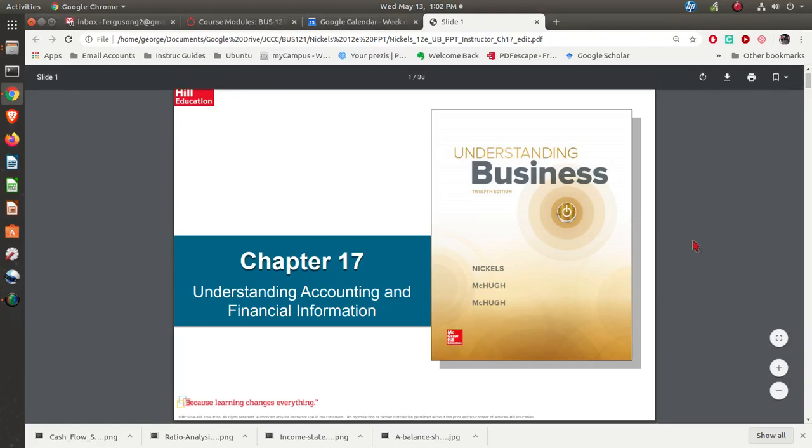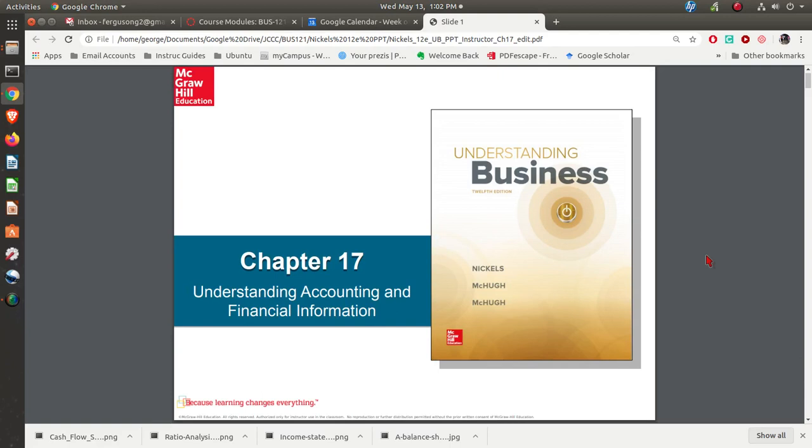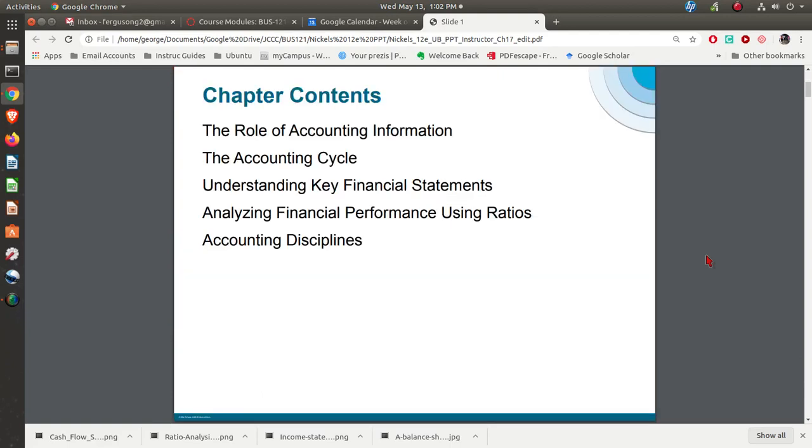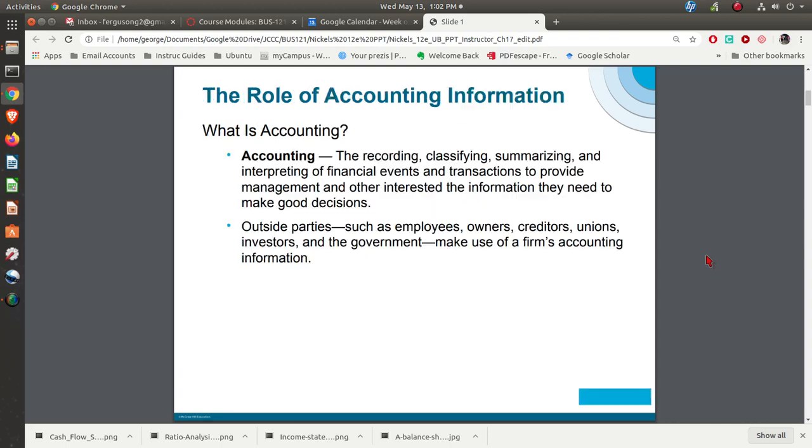In this chapter, we're going to be going over Chapter 17, Understanding Accounting, and some of the financial information. Things we'll get into: what is the accounting information and the cycle, looking at some of the financial statements, analyzing our performance, and then thinking about the different disciplines that go along with accounting.